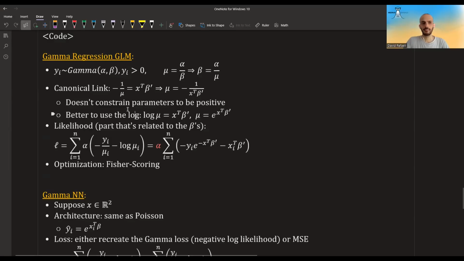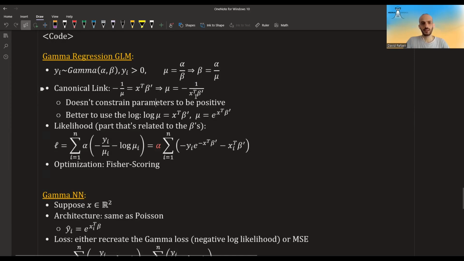Okay, now let's handle the gamma regression. In gamma regression, we assume that y is distributed gamma with two parameters, alpha and beta. To distinguish these betas from the betas of the coefficients, I will call the beta of the coefficients beta dash. The mean of the gamma distribution is alpha divided by beta. This means that beta is alpha divided by mu, by the mean. The canonical link is the negative inverse, which is this link.